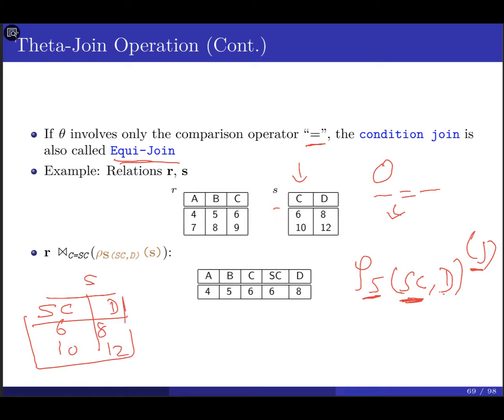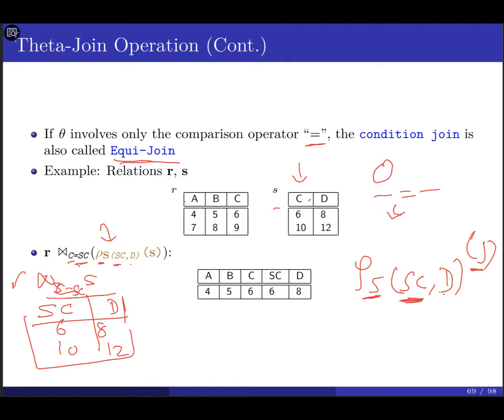Clear? Now I need to perform the next step after that. I'm going to say R join with condition C equals SC for the relation S. Now, before we renamed it, the relation S contained attributes C and D. Now I say the value of C in the relation R is equal to the value of SC of the relation S.